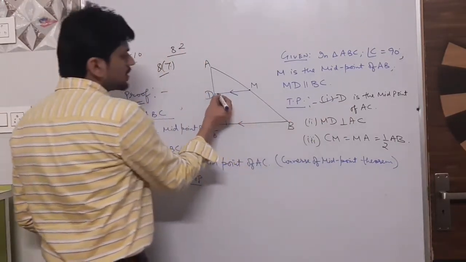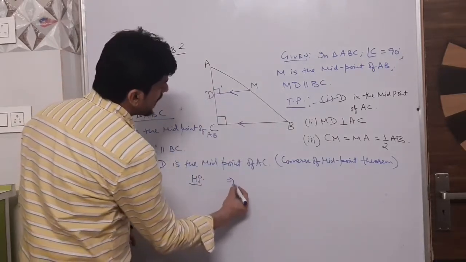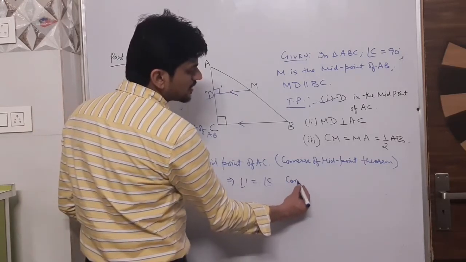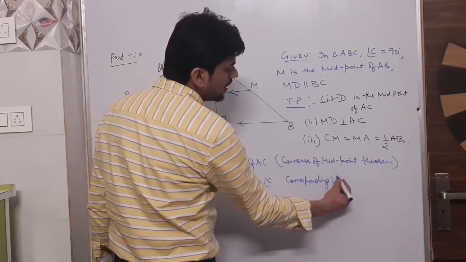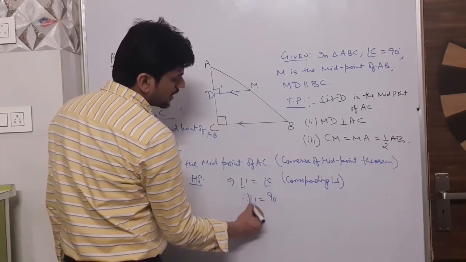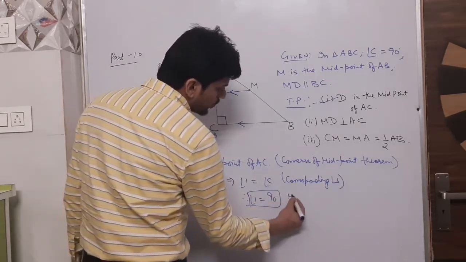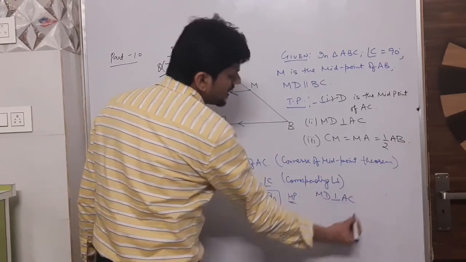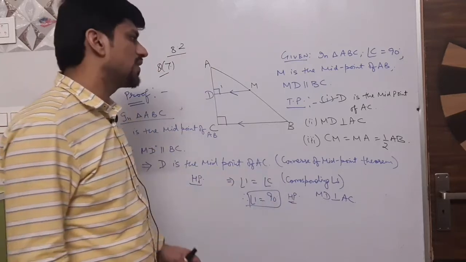Now second, if this is parallel to this, so clearly if you say this angle is 1, that implies angle 1 is equal to angle C because they are corresponding angles. Lines are parallel, so these are corresponding angles, and corresponding angles are equal. Angle C is 90 degrees, so therefore angle 1 is equal to 90 degrees. So this is basically hence proved. If angle 1 is 90 degrees, you can say MD is perpendicular to AC, as angle 1 is 90 degrees by corresponding angles are equal.